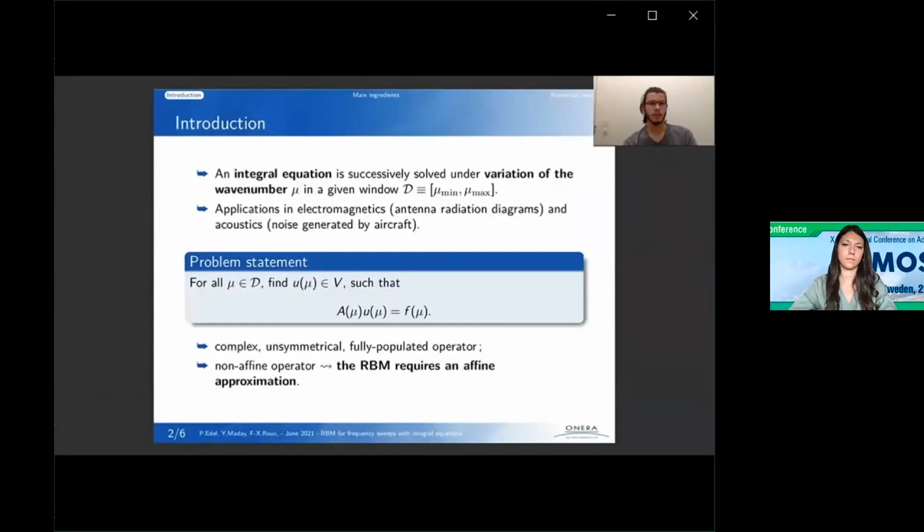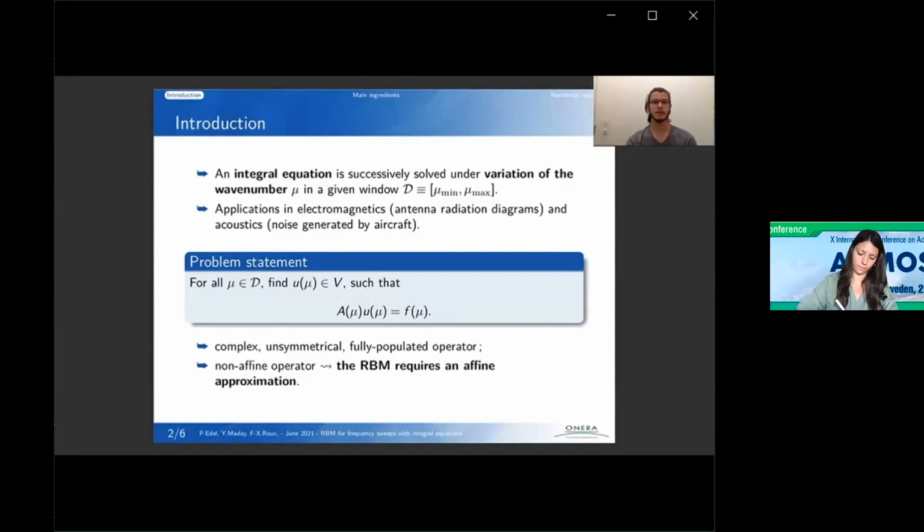Formally, the problem consists in solving the following parametrized linear equation, where the parameter mu denotes the wave number. This problem is known as the frequency sweep problem. Here, A of mu denotes the integral operator that is usually complex, unsymmetrical, and fully populated. And on top of that, this operator is also non-affine. This is an issue because applying the reduced basis method in this context will require building an affine approximation.